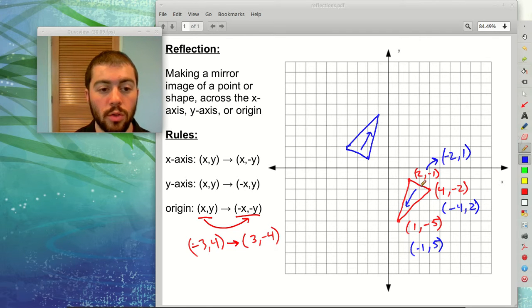So whenever you do a reflection, whether it's in the x-axis, the y-axis, or the origin, it's important to know that you end up with a congruent shape to what you started with. Even if it looks like it's oriented a little different, we can see that this actually is the same shape.